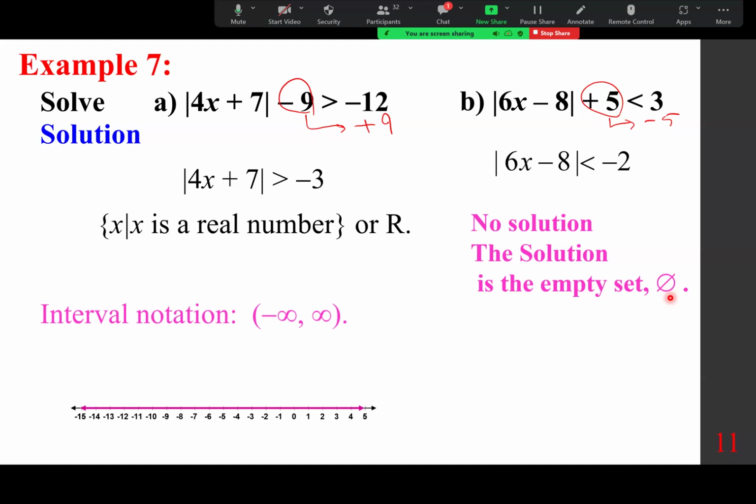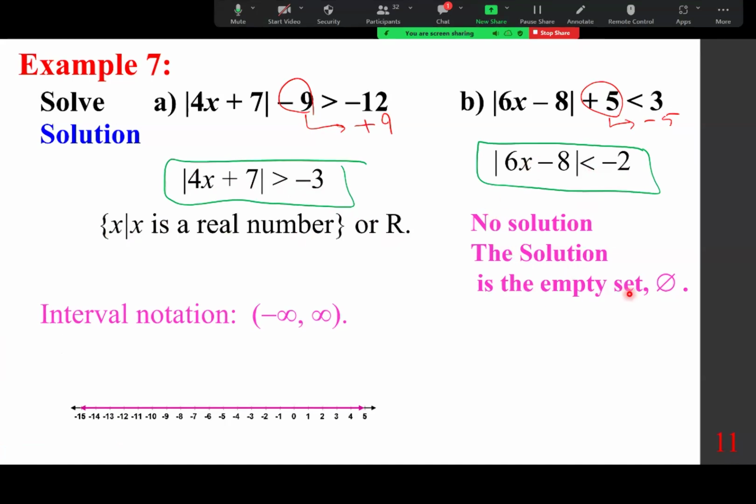So I put the two questions next to each other so you can compare and contrast. So one more time, pay attention to this one versus this one. Both of them have a negative number on the right side. Is the absolute value greater than a negative number? Always. Is the absolute value less than a negative number? Never, ever. So distinguish between the two answers.